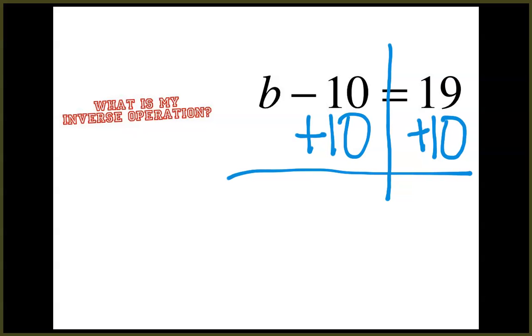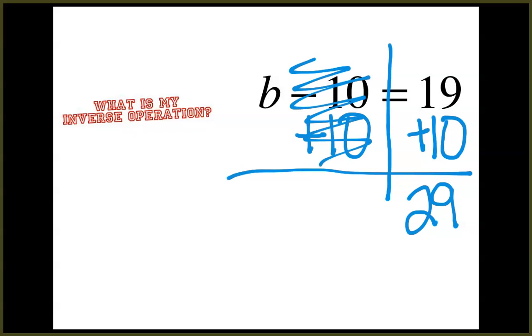I get 19 plus 10 is 29. What do I get on the left? I get negative 10, positive 10. They cancel each other out, and I just have a b left, right? And then I just drop my equal sign down, and I have my solution.